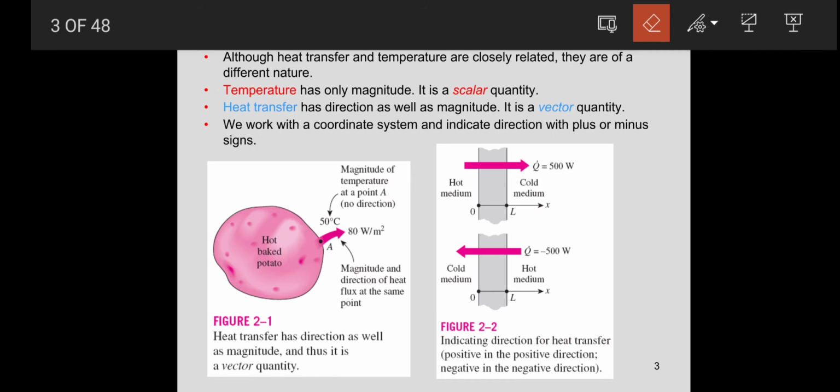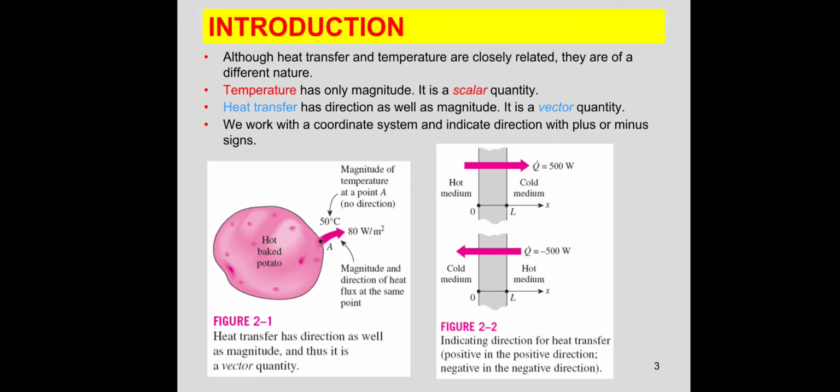So this is about the difference between temperature and heat transfer. Generally heat transfer depends upon the temperature difference. Temperature is a scalar quantity, heat transfer is a vector quantity, so it has both magnitude and direction.